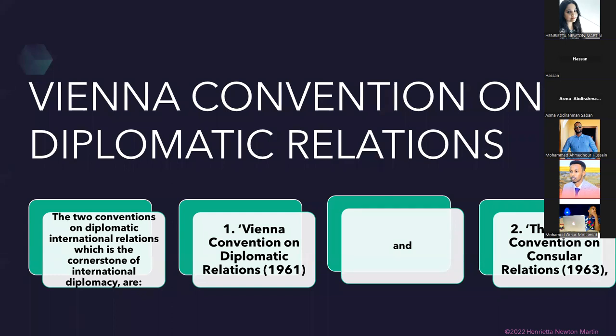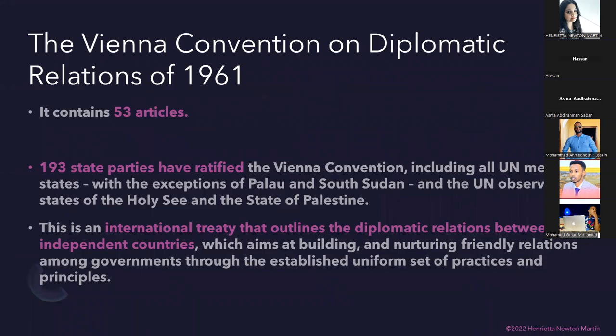The two conventions on diplomatic international relations, which are a cornerstone of international diplomacy, are the Vienna Convention on Diplomatic Relations, 1961, and the Vienna Convention on Consular Relations, 1963. The first convention, of 1961, contains 53 articles in all, and 193 state parties have ratified it, or rather agreed to follow it, including all the UN member states with the exception of South Sudan and Palau, and the UN observer states of the Holy See and the State of Palestine.